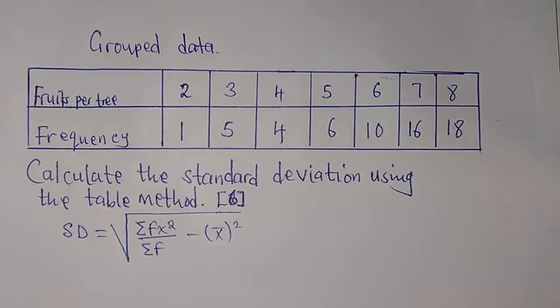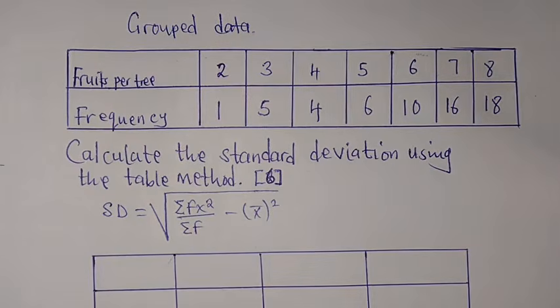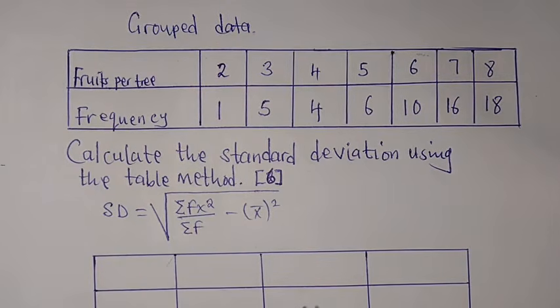So if we want to use the table, we must have the column for summation of f, we must have the column for summation of fx squared. So we are going to draw the table. This table must consist of 4 columns. Okay, so let's say we can draw it. Alright, so this is how we are going to draw our table.